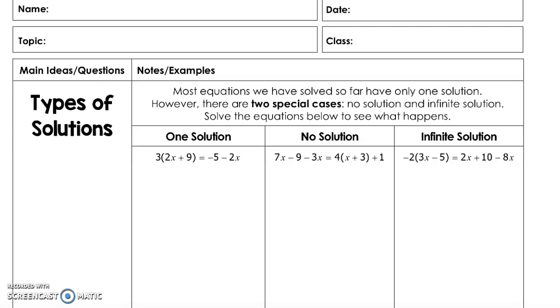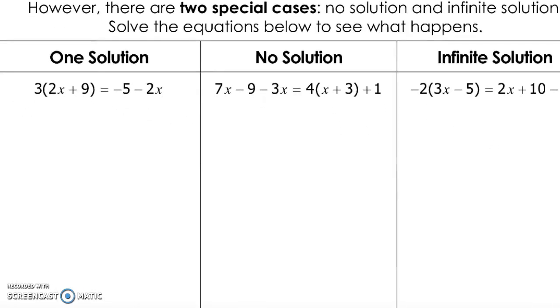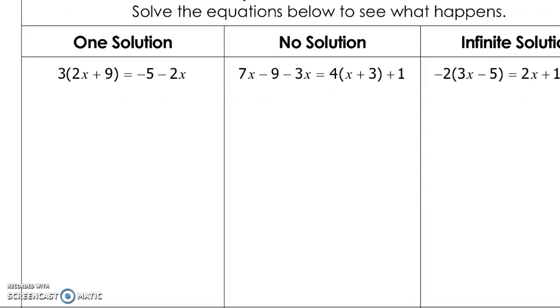When you are solving an equation, you are trying to find the one number that when you plug it in for your variable, it makes the equation true. But you can see here there's two other things that might happen. So let's just go through each of these three things. The first one is what we've been doing all along.